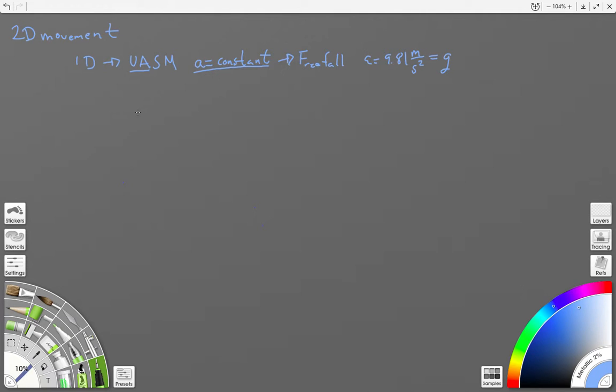Two-dimensional movement, in contrast with one-dimensional movement, integrates two movements. Here, let me put another color because this one's kind of boring. Let's try some green. So it has horizontal movement, and vertical.